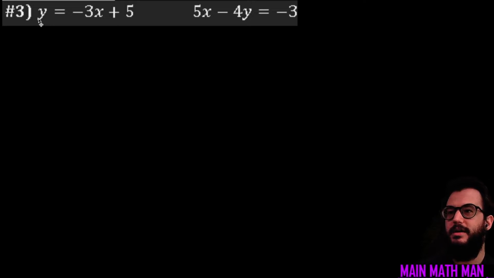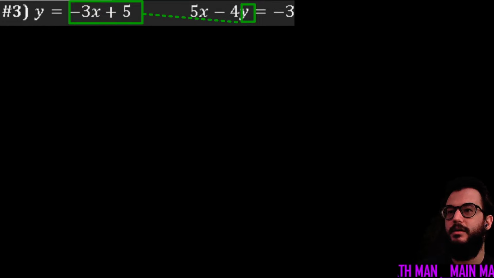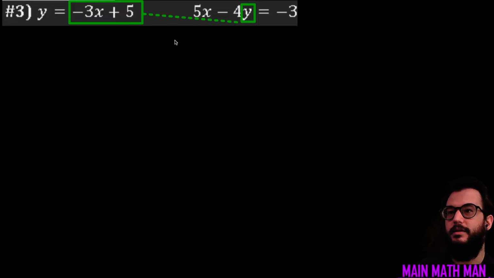For number 3, the system is y equals negative 3x plus 5. And then the other equation is 5x minus 4y equals negative 3. So I'm going to take this expression, negative 3x plus 5, I'm going to plug it in for, let's say, actually I may back that up. I should be plugging it in, yep, for y.